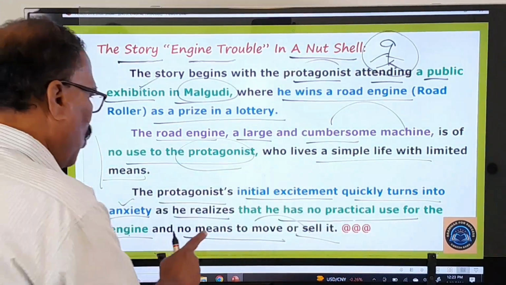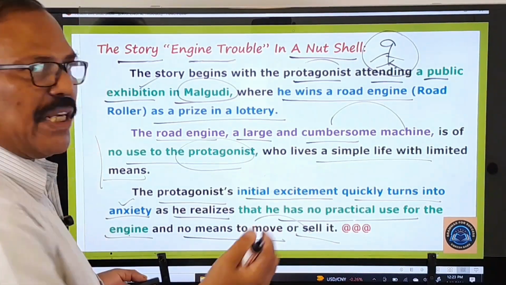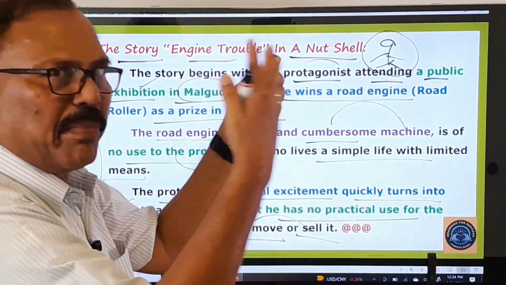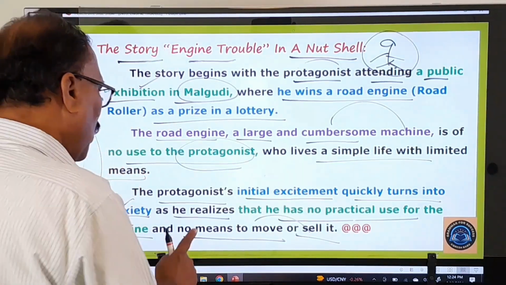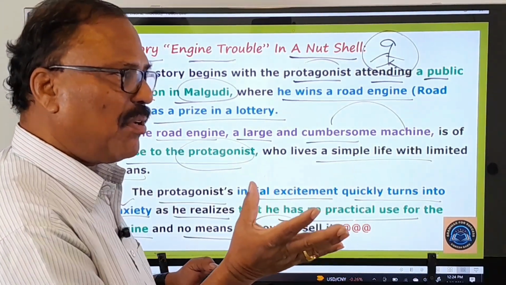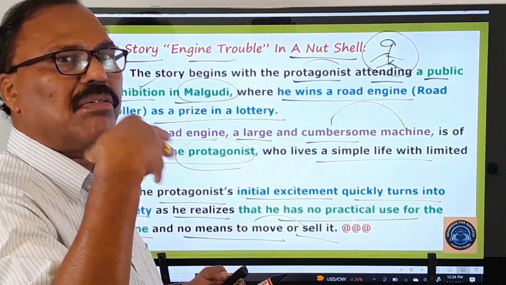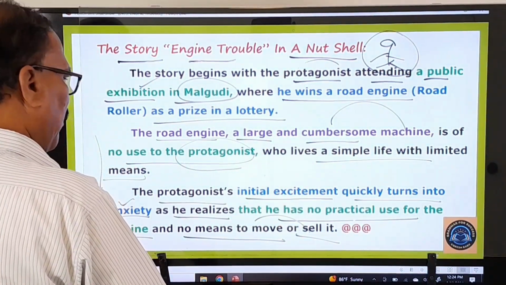That's why no means to move. He has no money to move it home. Nobody is ready to buy it, because there are no buyers for that big road engine. Therefore, no means to move or sell it. That means he is able neither to move it nor to sell it. That is the meaning of this. You go to the next part of the story.